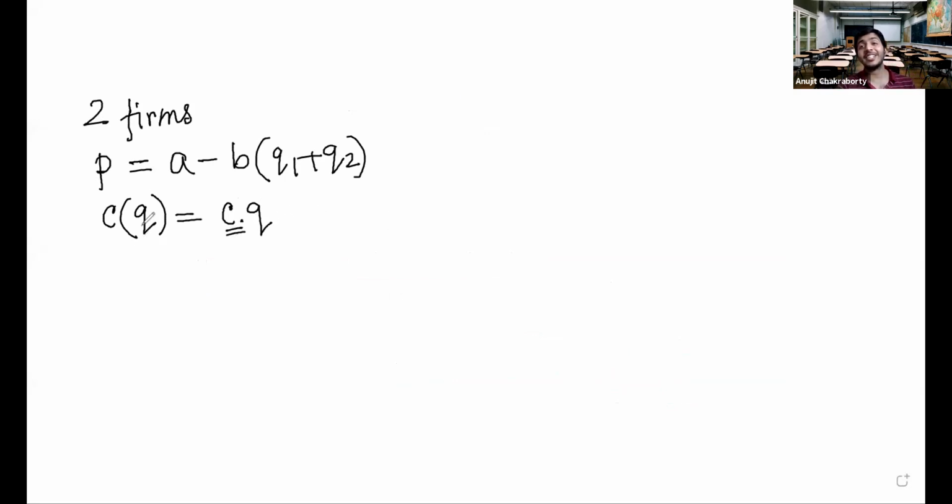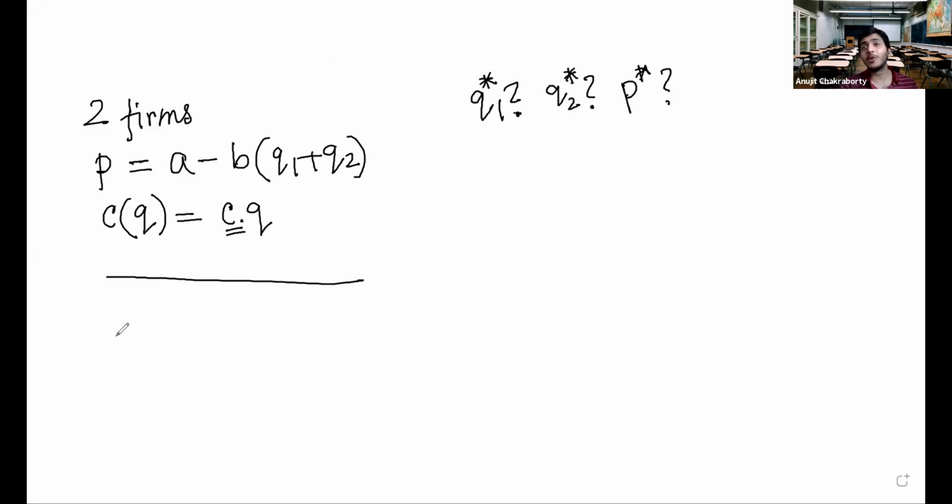Okay. The question is, how much are these firms going to produce, and what is the equilibrium price in the market? So you have to find out. What are we going for? We're going for what Q1 in equilibrium is going to be. This is the equilibrium production of Q1, which is why I put a star on its side. What is the equilibrium production of Q2? So Q2 and a star on its side. And what's the equilibrium price? That is the question.